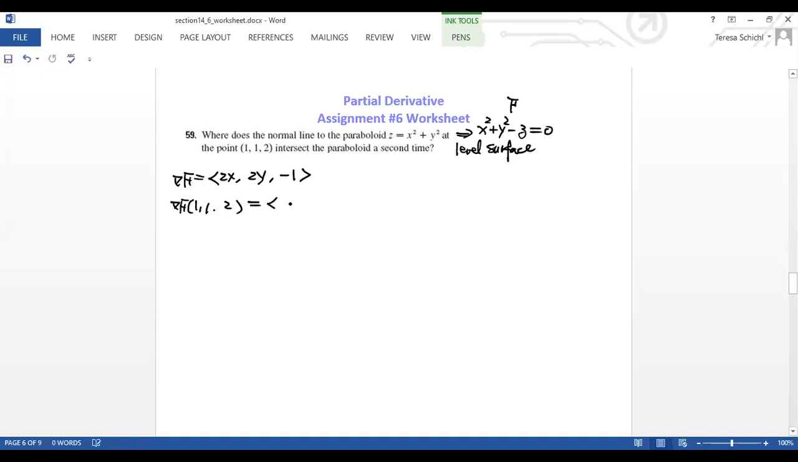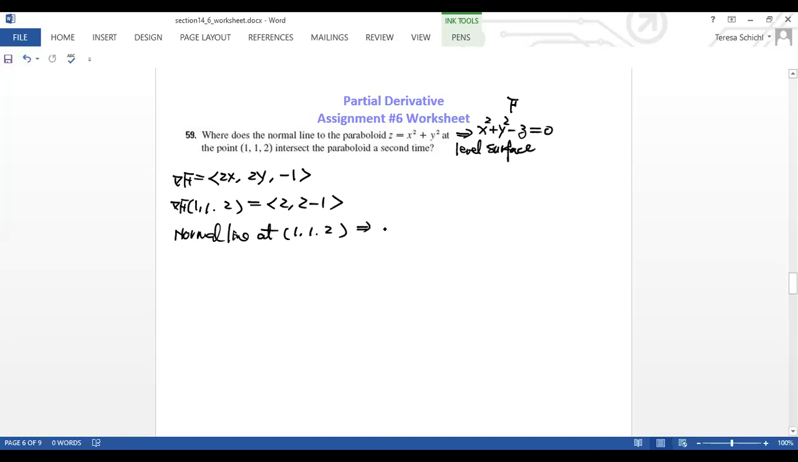So here it is going to be (2, 2, negative 1). This is the normal vector at (1, 1, 2), right? So the normal line at (1, 1, 2) has the gradient vector as its direction. So (2, 2, negative 1) is the direction.